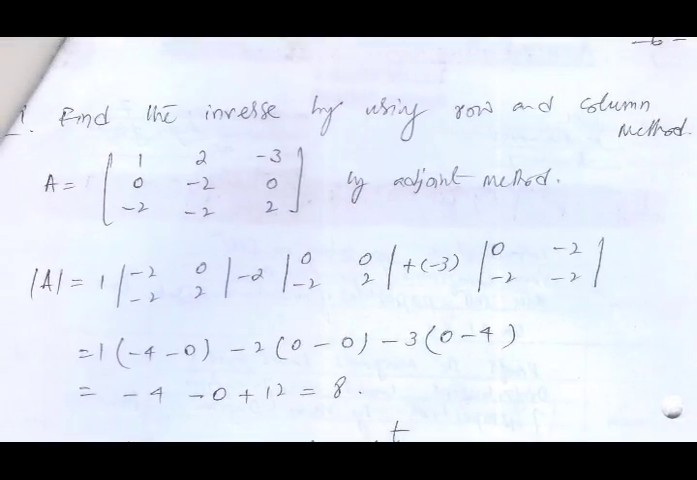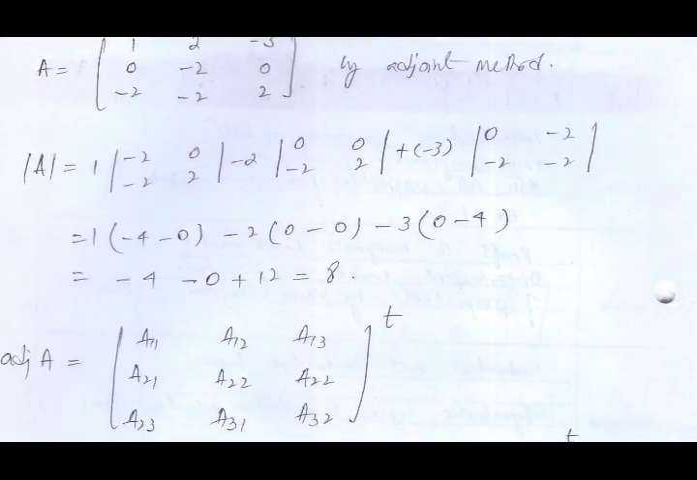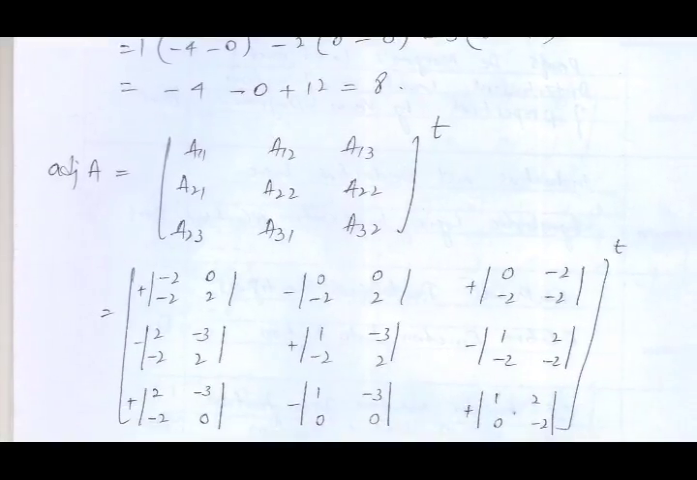Now in this question we find the inverse by using the row and column method. First we find its inverse by the adjoint method. We first find the determinant. Next is the adjoint. Adjoint is the cofactors: we find all cofactors and their transpose.